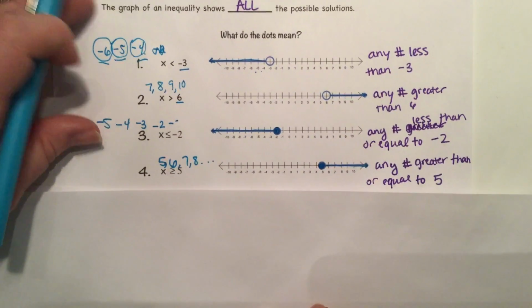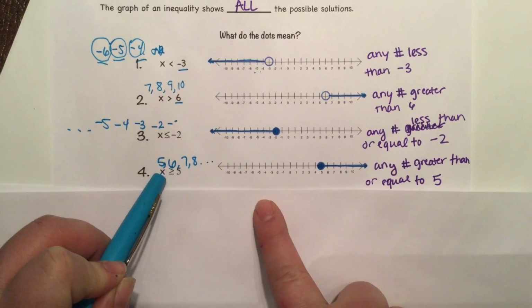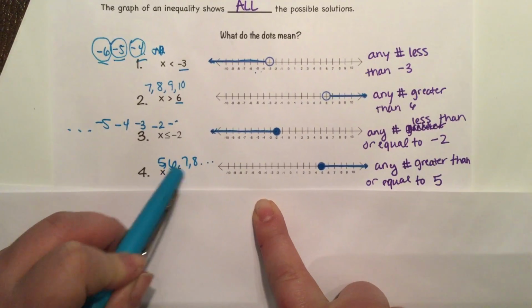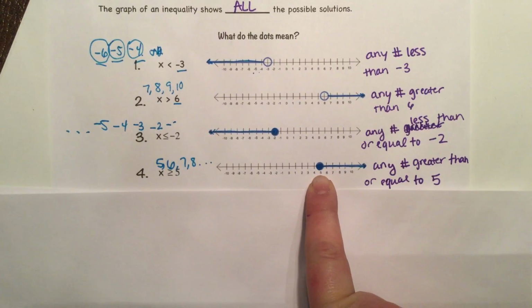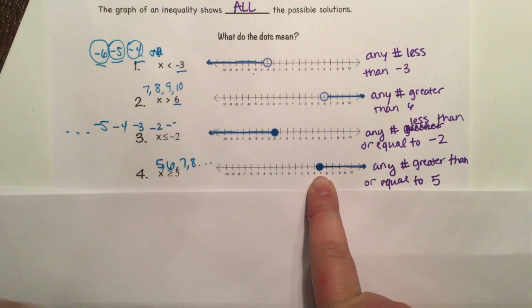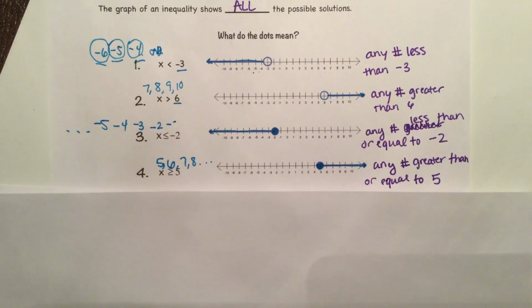Next one, 4. x is greater than or equal to 5. So x could be 5. It could be any number greater than 5, so 6, 7, 8, so on and so forth. We're going to draw a closed dot at the number 5, and then we're going to draw our arrow towards all of these possible solutions, 6, 7, 8, 9, 10.